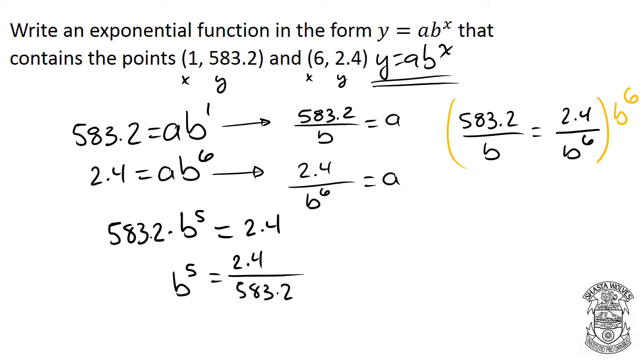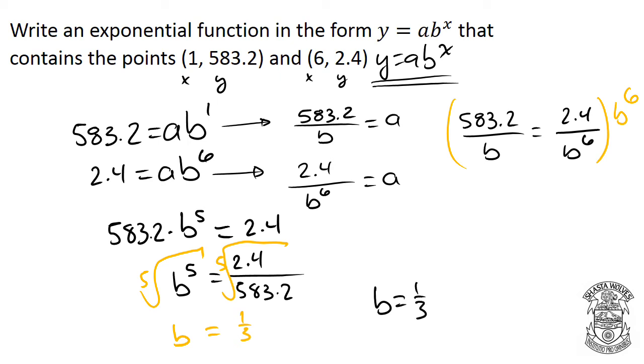So my last step is to consult my TI-84 calculator and take the 5th root of both sides. If I take the 5th root of b to the 5th, I'm left with just b. And if I take the 5th root of 2.4 divided by 583.2, what I get on my calculator screen is 0.333333. And when I ask it to turn that into a fraction, it confirms my suspicion. It is 1/3. So b is equal to 1/3.